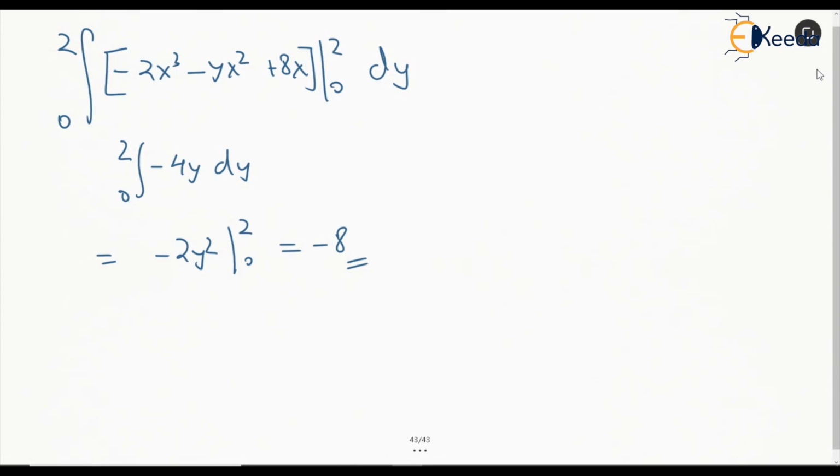So this is the surface integral over the surface z equal to 2x minus y, which had the projection area R as 0 to 2 by 0 to 2, right?